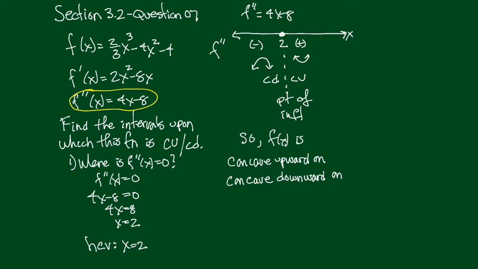So to write our answer here, I'm going to say this curve is concave upward. Now it's concave upward where? Where it's positive. So that's from 2 to infinity, open interval, on 2 to infinity, and concave downward where it was negative. That's negative infinity up to 2. There we go.